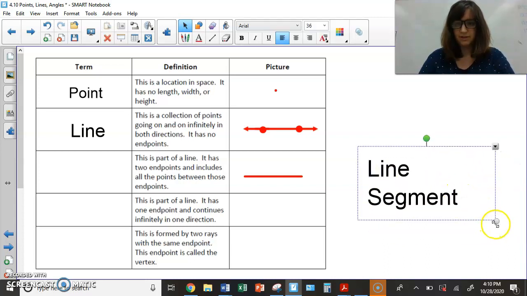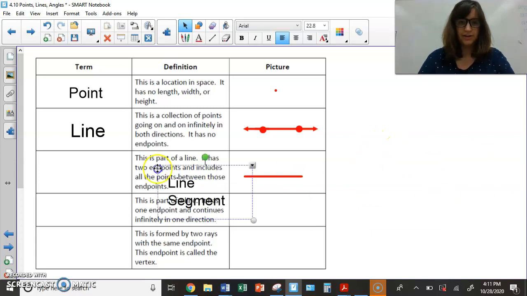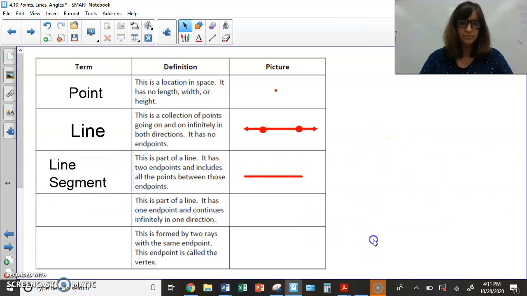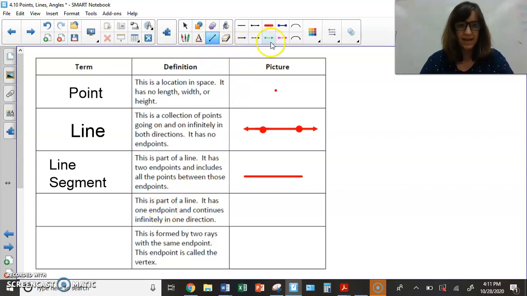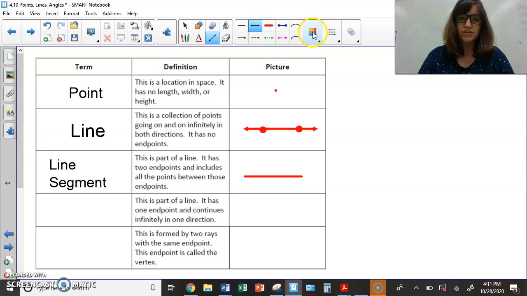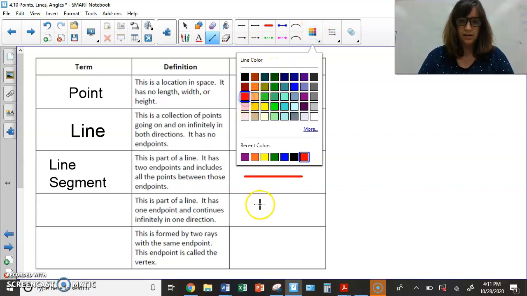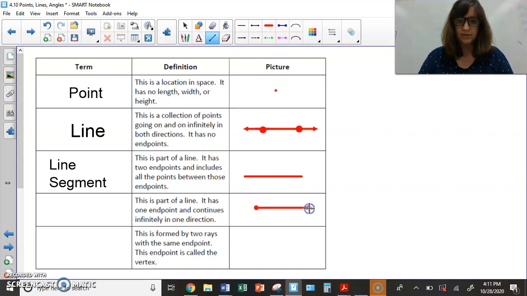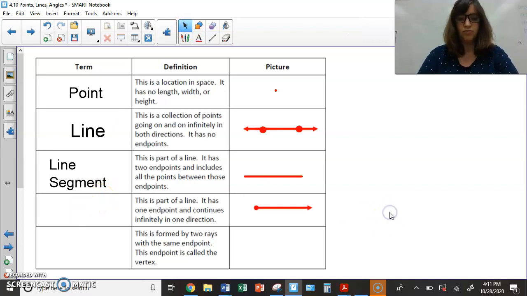Take this, we're going to make it smaller. All right, so we've got our line segment. Now this is part of a line. It has one endpoint and it continues infinitely in just one direction. So if this is my endpoint and it goes all the way this way, it stops right here, so it doesn't go on this side, but it goes on and on and on in one direction, okay? That looks like this, and it can go in either direction. So it could go this way, or it could be reversed and it's going the other way. This is called a ray, okay?